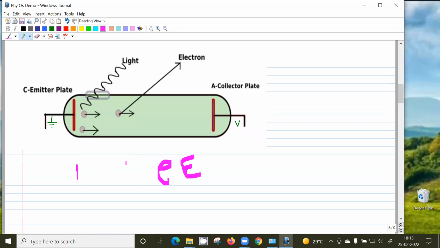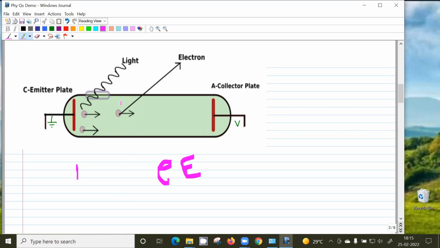This is the postulate of Einstein's photoelectric effect: one photon can knock out only one electron. If the photon has more energy, the remaining energy goes into increasing the kinetic energy of this electron. But if two photons are hitting, then two electrons will come out.